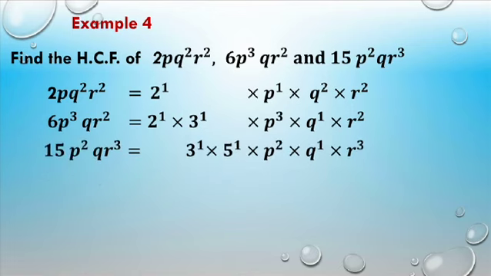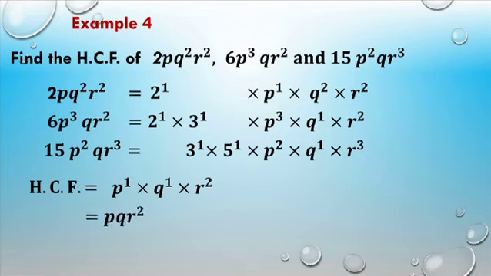15p squared qr cubed can be written as 3 power 1 times 5 power 1 times p to the power of 2 times q to the power of 1 times r to the power of 3. So the HCF is going to be simply p to the power of 1 times q to the power of 1 times r to the power of 2. You can see here that 2 is not common. 3 as well is not common. 5 also is not common.